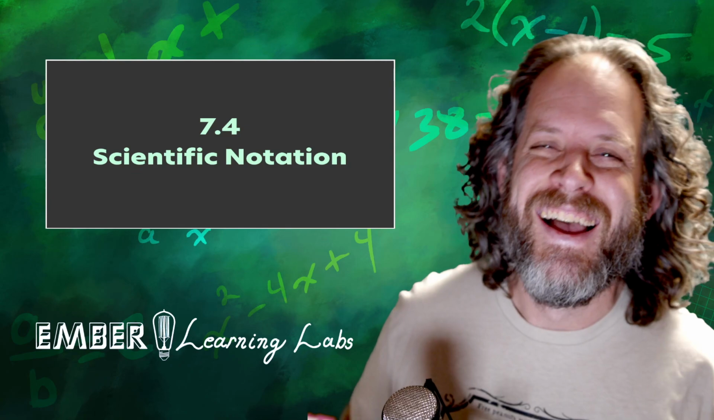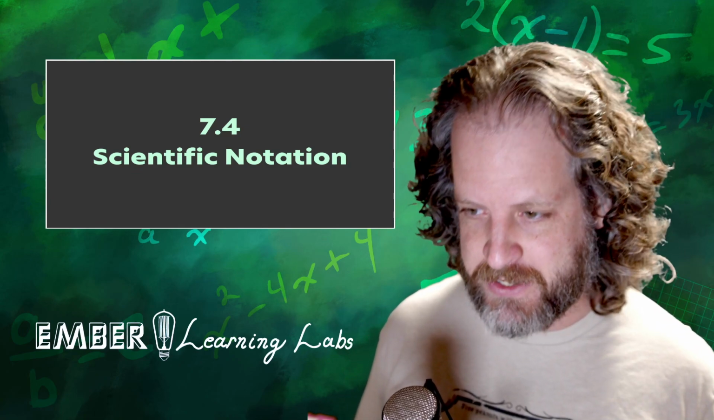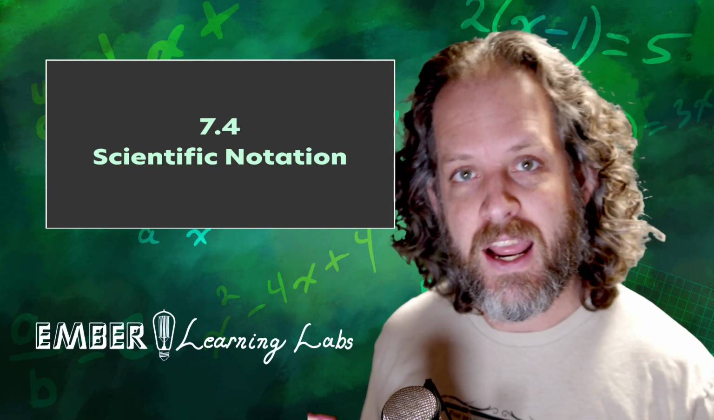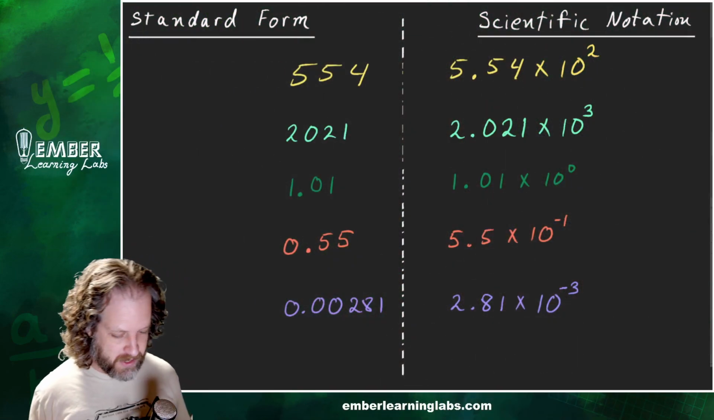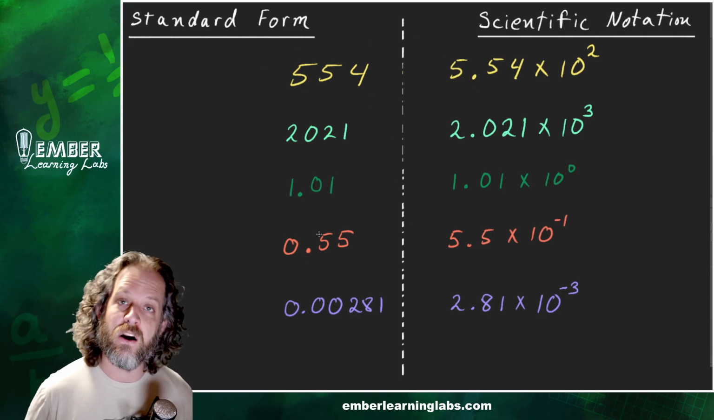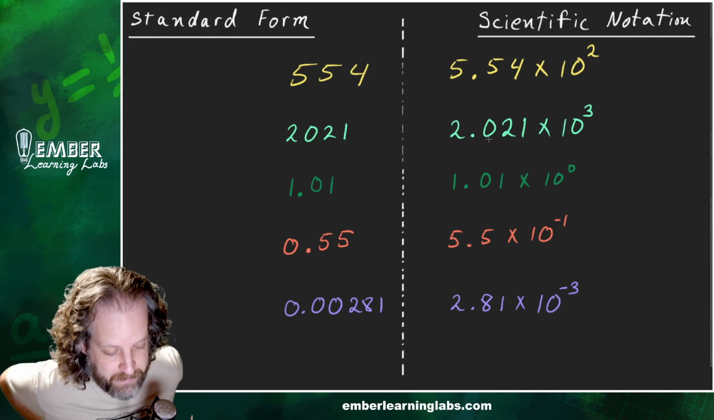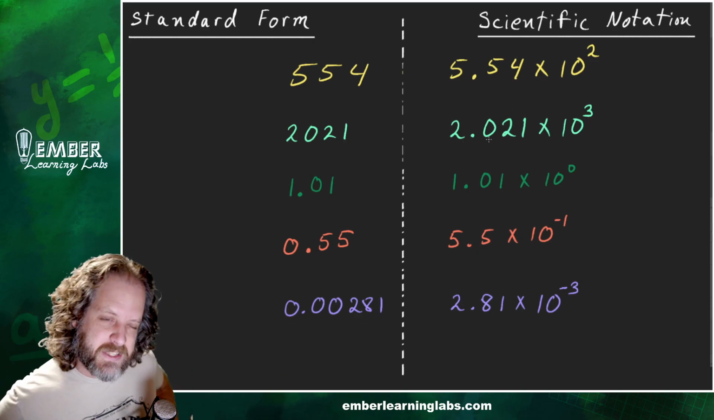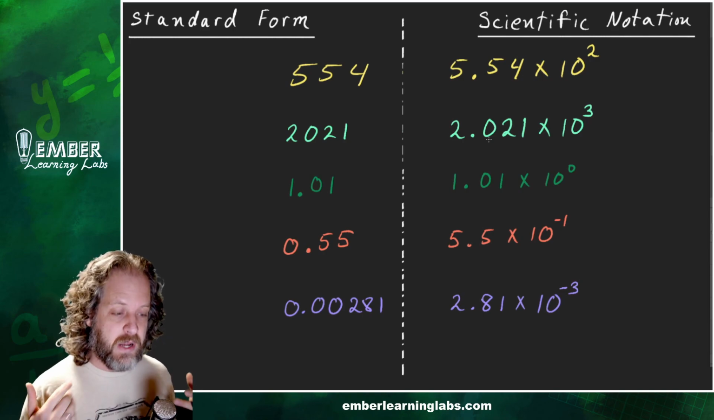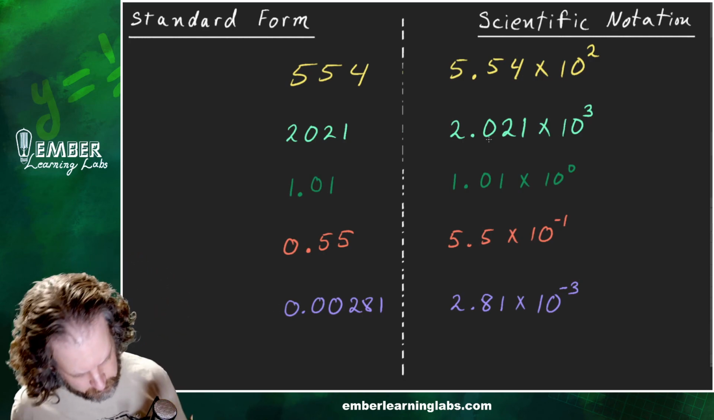Still me. This is going to be lesson 4, unit 7, scientific notation. We're going to dive right into it. So, first of all, what is scientific notation? Well, these numbers on the left are in standard form, and the numbers on the right are those same numbers in scientific notation. We're going to look at some examples in a minute, converting between the two, and it's really pretty straightforward, not very hard at all.